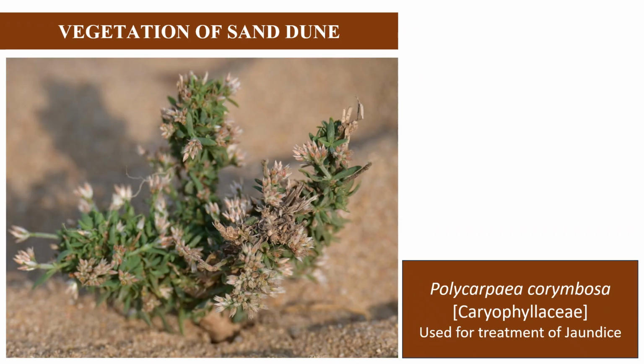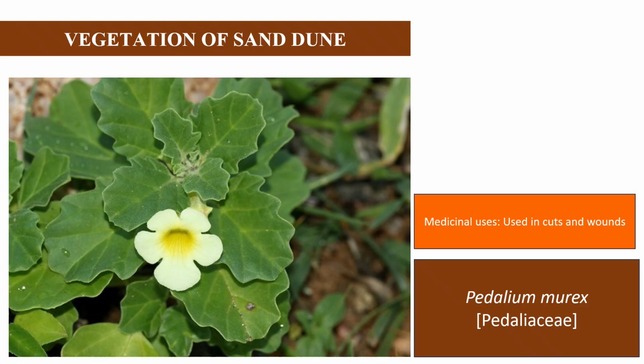The next plant is Polycarpaea corymbosa. This you will find in the sand dune, and it is useful in the treatment of jaundice. And this plant is not always specific to the sand dune, because I have myself seen it in other places, in other coastal regions which are not sand dune. So you will find it in many places. You can say it has varied habitats.